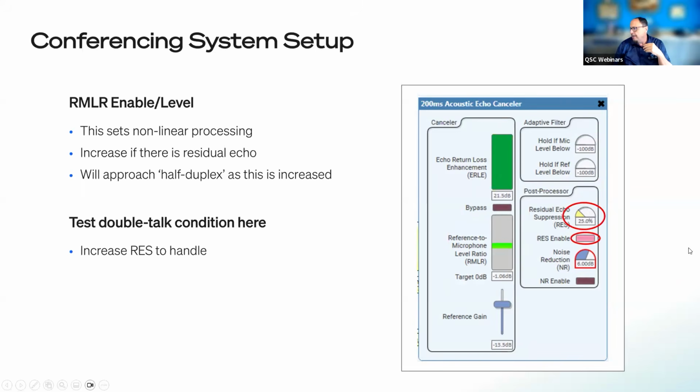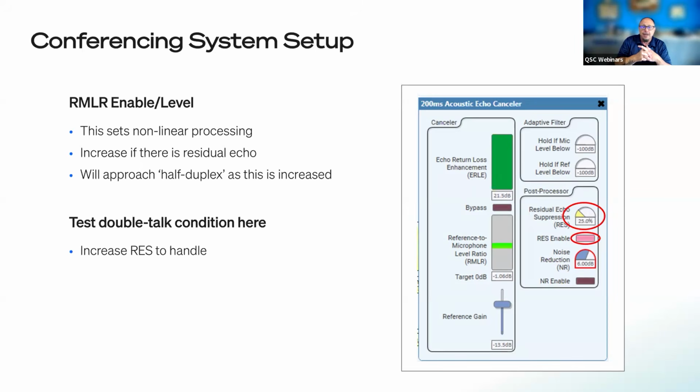So the RES, the residual echo suppression, sets nonlinear processing. Think about this as, if you understood the tail length that we're listening for, 200 milliseconds, this is where we're trimming off anything during that 200 milliseconds that didn't get subtracted out of the signal. Now, one thing to be aware of: the more you apply of this, the closer you're going to get to a half duplex. So just be aware of that. And you want to test your double talk condition here.